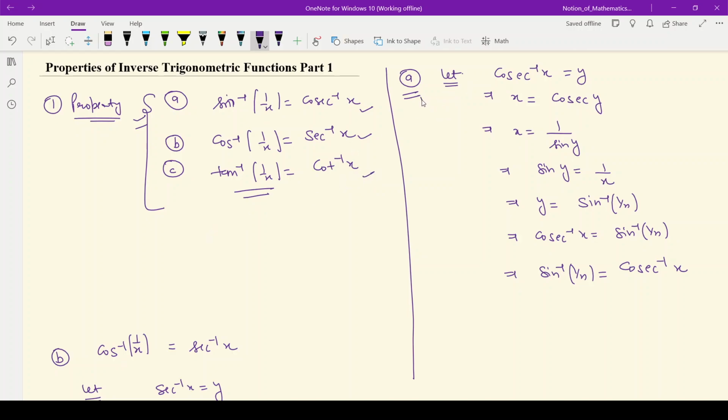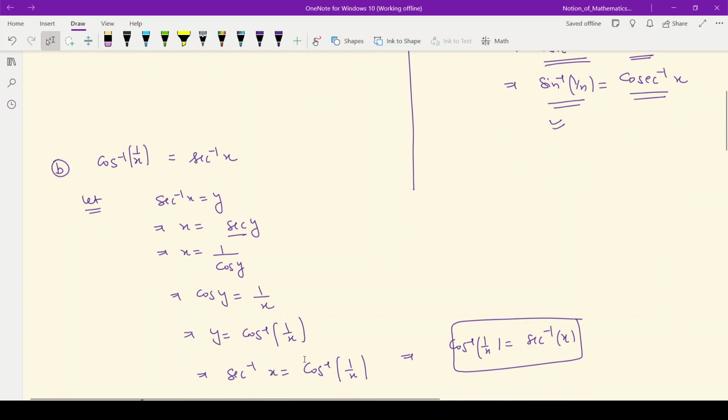In order to prove the first property, my consideration is cosecant inverse x is y, which gives x equal to cosecant of y. And we know cosecant of y is 1 upon sine of y. Ultimately sine of y is 1 upon x, or we can write y is sine inverse of 1 by x. So cosecant inverse x is sine inverse 1 by x. Ultimately sine inverse of 1 by x is cosecant inverse of x. So that is the proof of the first property.